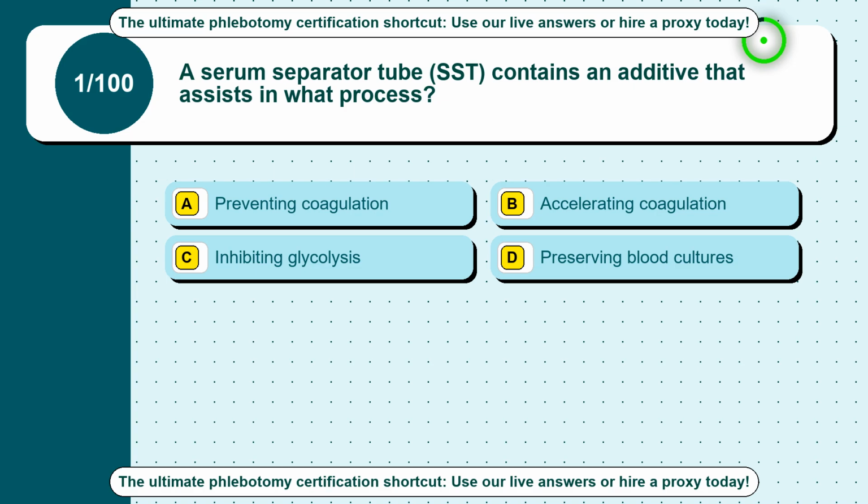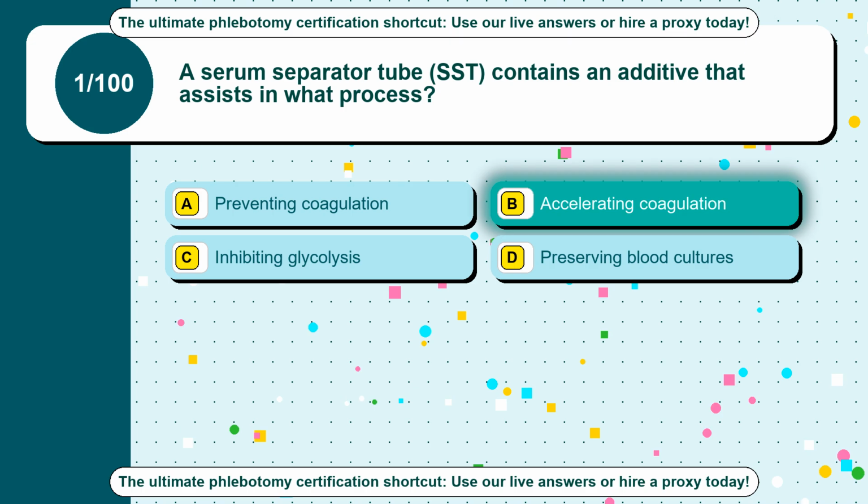Question 1. A serum separator tube, SST, contains an additive that assists in what process? Option A. Preventing coagulation. Option B. Accelerating coagulation. Option C. Inhibiting glycolysis. Option D. Preserving blood cultures. The correct answer is option B.